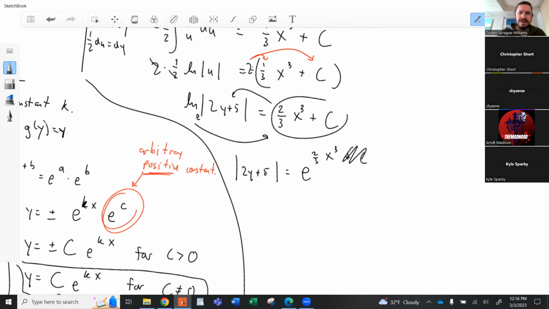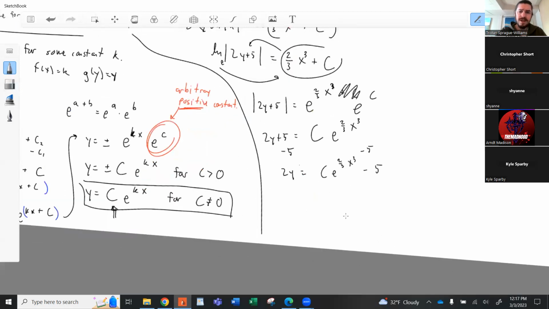And we can break that out into the e to the c again, right? Which is pretty much an arbitrary constant except for the positive negative, but that, like last time, is going to be dealt with by our absolute value. So we still have arbitrary constant times e to the 2/3 x cubed, like that. And now we have to just solve for our y. So we got to subtract 5. Now we have 2y equals that stuff. C e to the 2/3 x cubed minus 5.